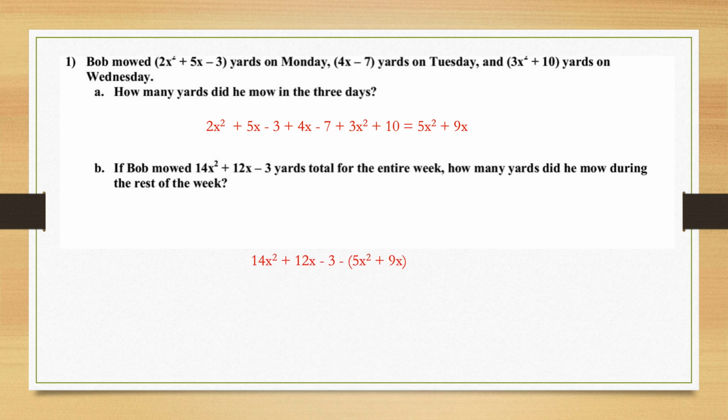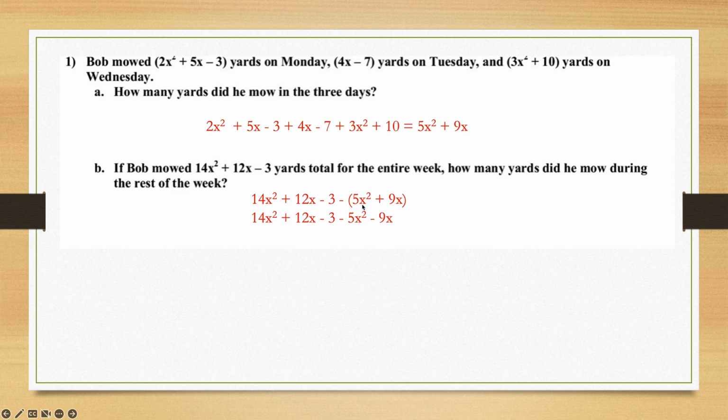Okay, so 14x squared plus 12x minus 3 minus, and then I'm subtracting the entire thing, which is 5x squared plus 9x. So I have to negate everything in that package that follows the subtraction symbol. So that's -5x squared minus 9x. Now I combine my like terms. 14x squared minus 5x squared is 9x squared. 12x minus 9x is 3x. And there's nothing to combine with the -3. So that's the correct answer.